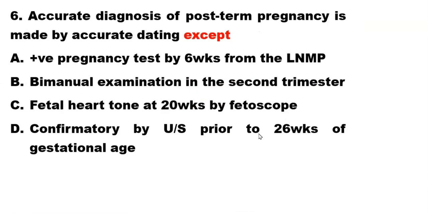Question number 6. The accurate diagnosis of postdate pregnancy is made by accurate dating, except: A. Positive pregnancy test by 6 weeks from the last normal menstrual period. B. By manual examination in the second trimester. C. Fetal heart heard at 20 weeks by fetoscope. D. Confirmatory ultrasound prior to 26 weeks of gestational age. Please try to get the answer within 5 seconds.